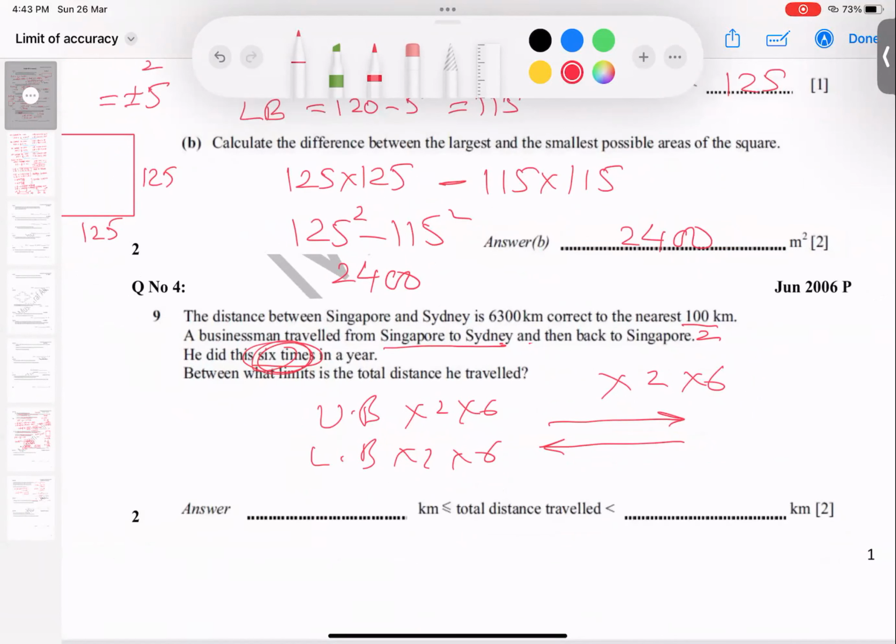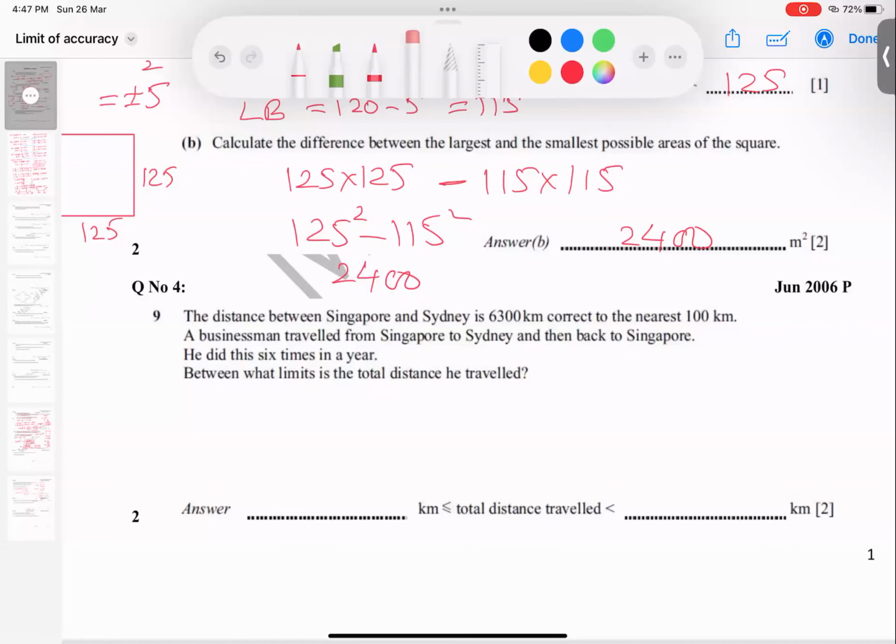Then inshallah I will solve it myself. Take your time, please. Yes, student, I'm going to discuss the question. I think you took a reasonable time. He said that the distance between Singapore and Sydney is 6,300 kilometers, correct to 200 kilometers. So how do we find the upper bound? First of all, it's called absolute error. AE stands for absolute error.